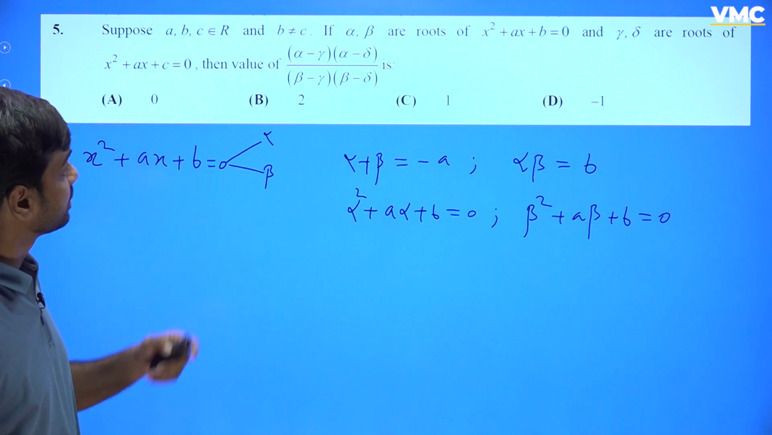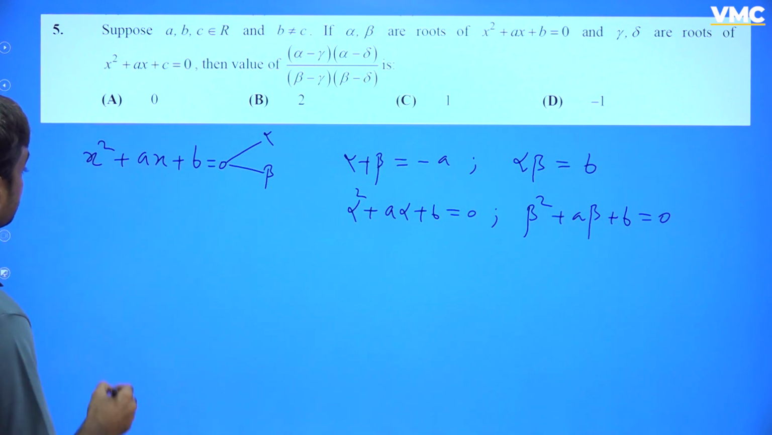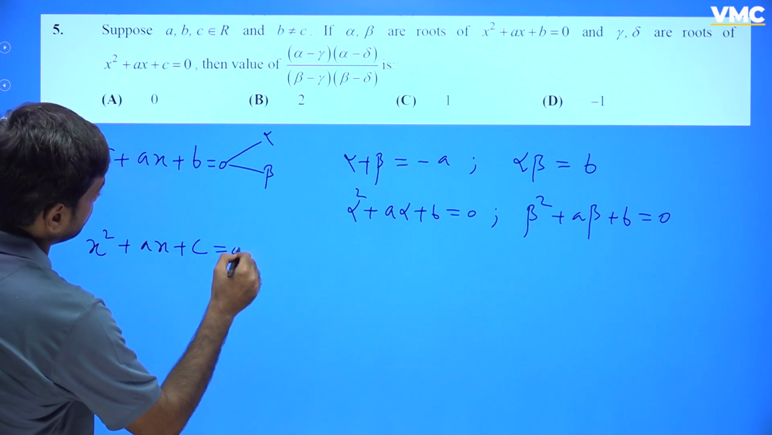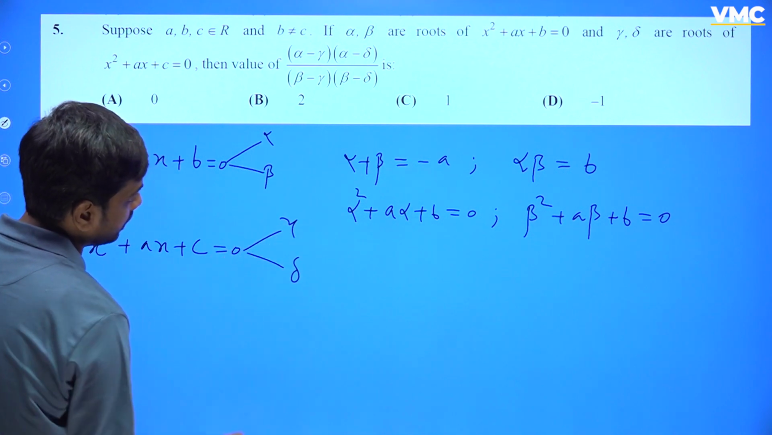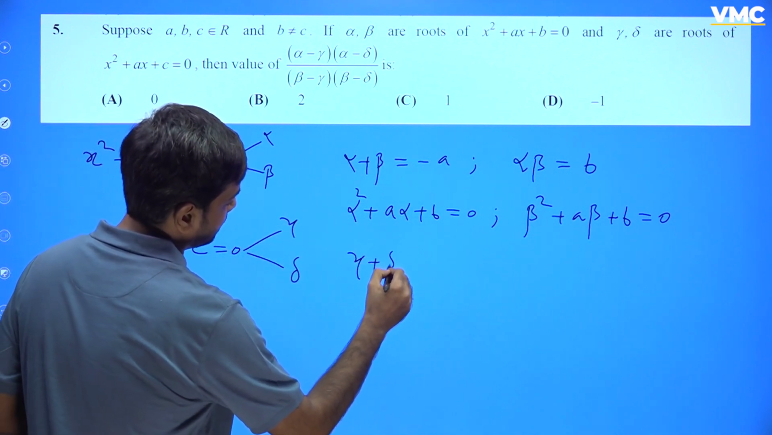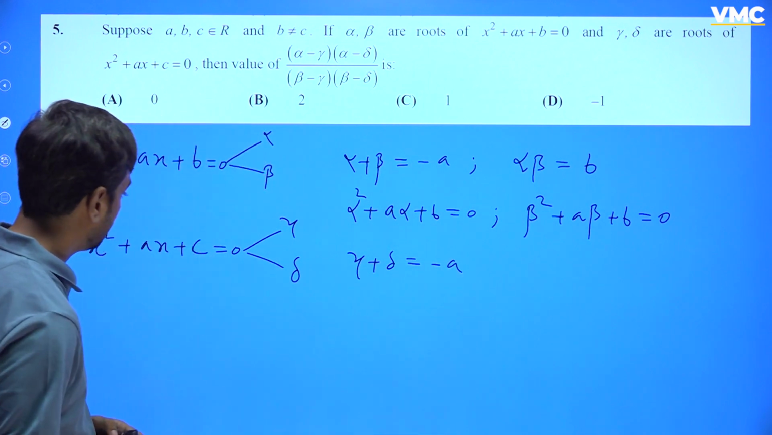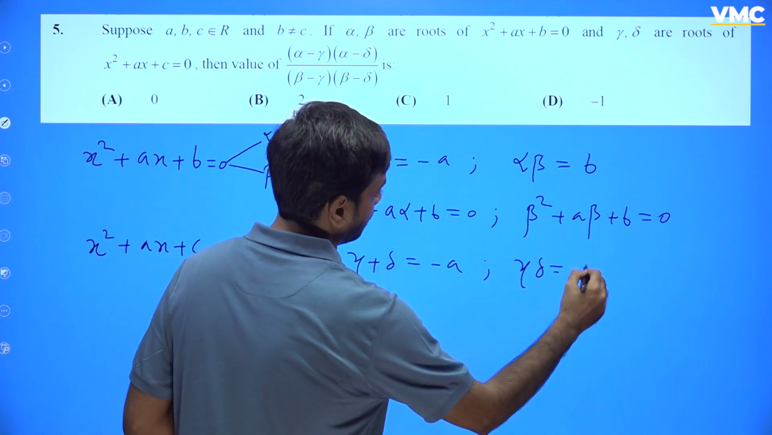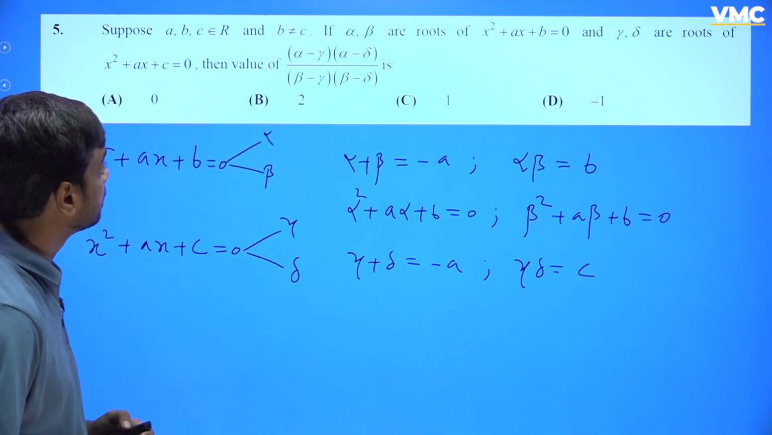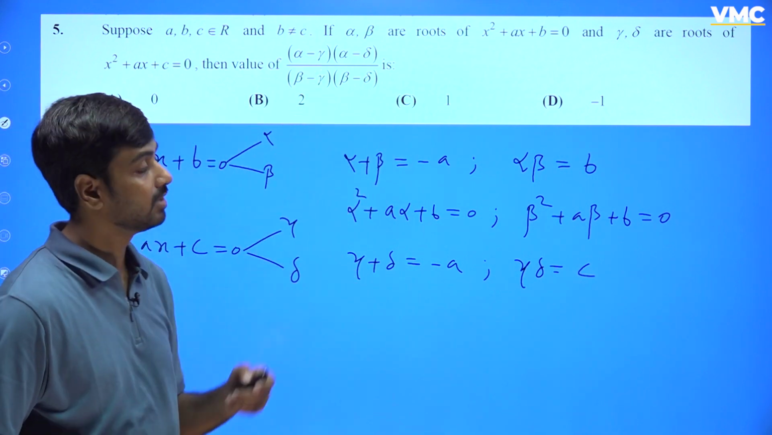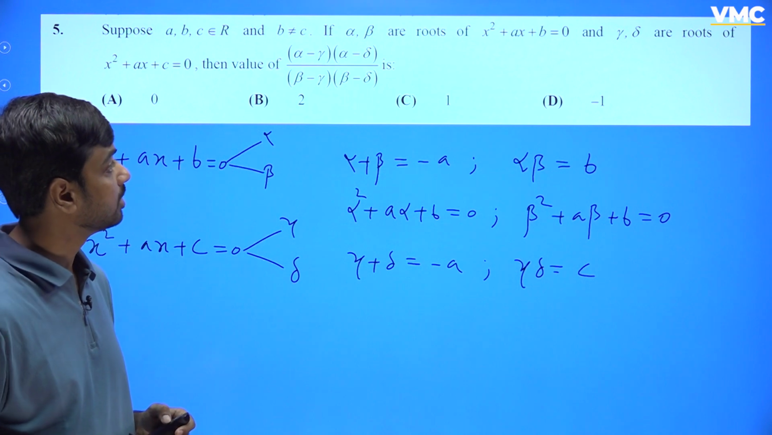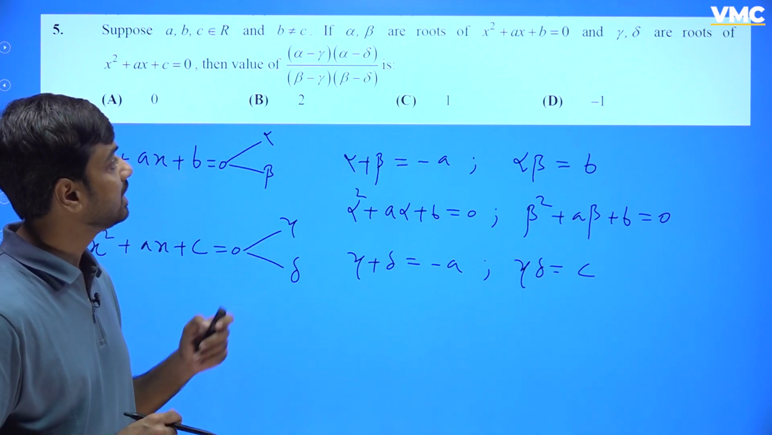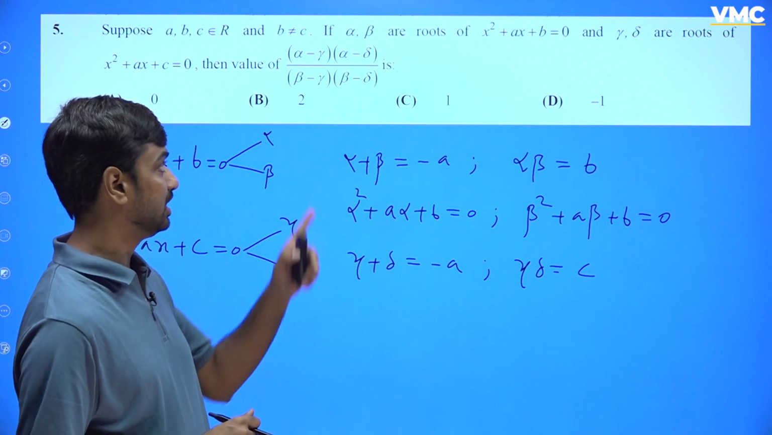Now we have the second expression, gamma and delta are the roots of this: x square plus ax plus c is equal to 0, having roots gamma and delta. So from here we have gamma plus delta is equal to minus a, and gamma into delta is equal to c. So this much information we have. Now we have to find out the value of alpha minus gamma into alpha minus delta upon beta minus gamma into beta minus delta. So we need to simplify this.